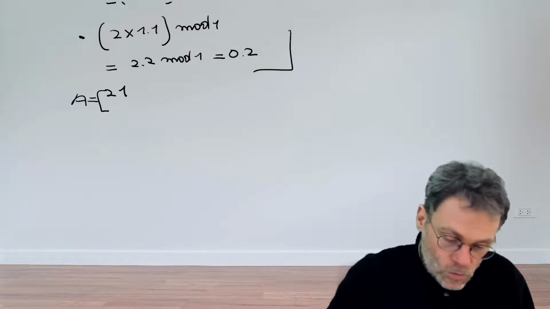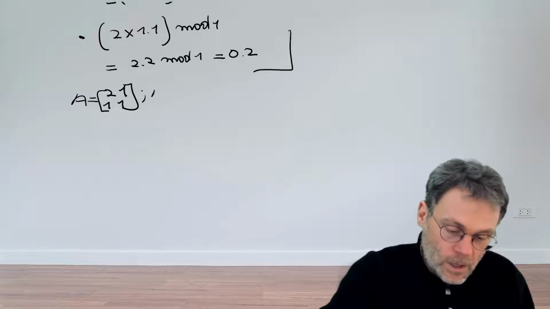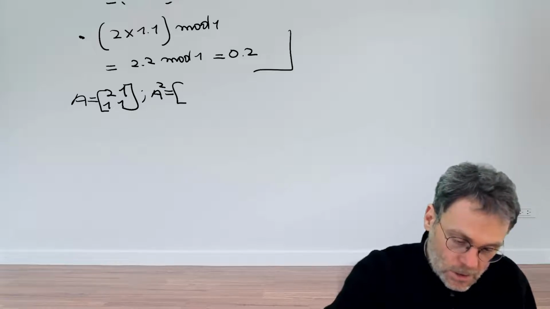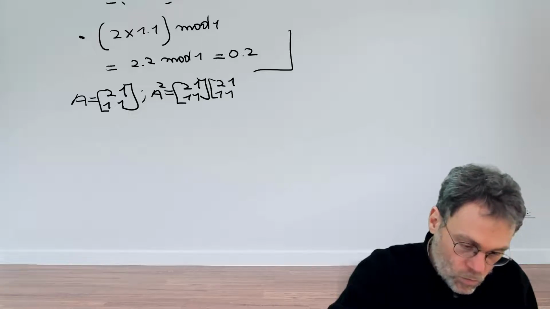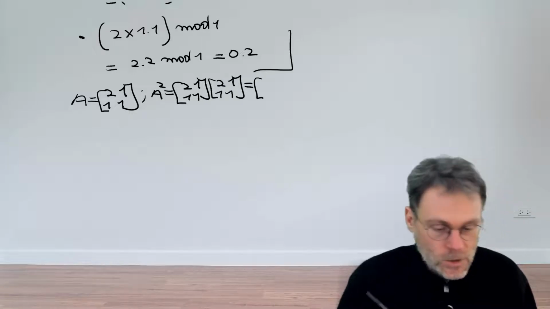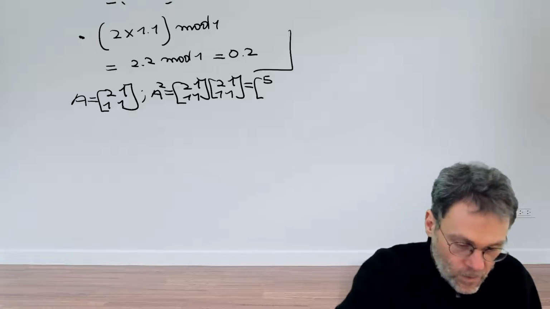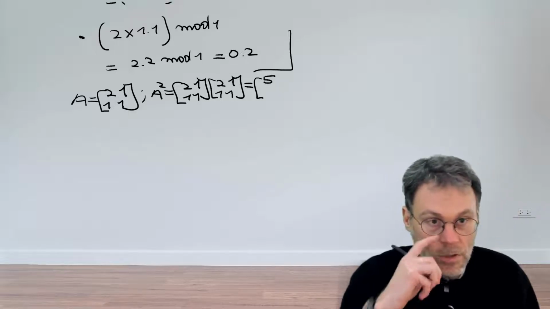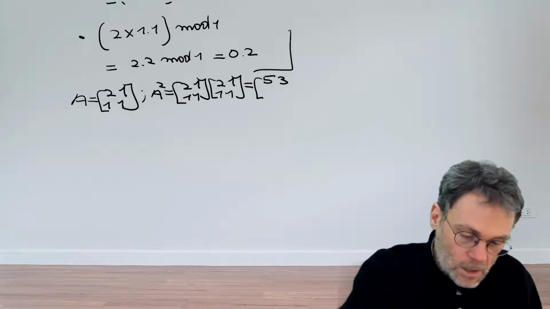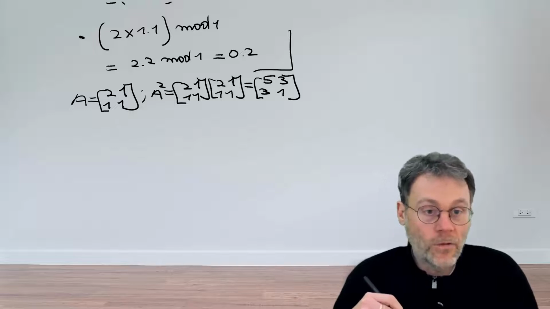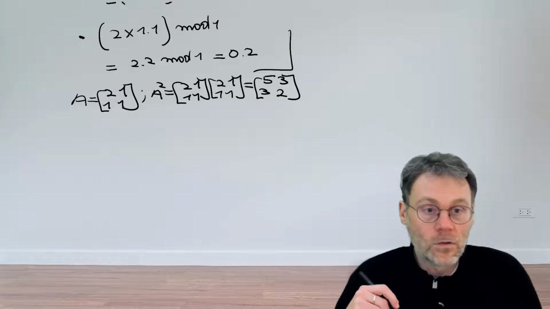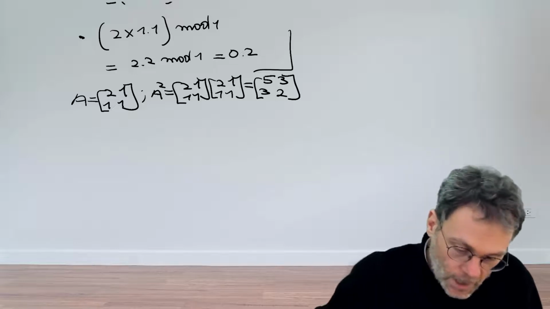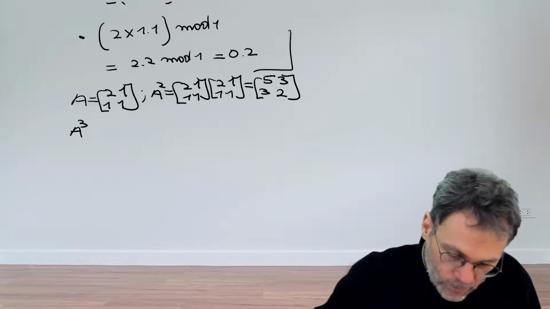So A is [[2, 1], [1, 1]]. That means that A squared is [[2, 1], [1, 1]] times [[2, 1], [1, 1]]. So this gives us 2 times 2 is 4 plus 1 is 5. And then 2 plus 1, so that's 3. And then also here we have 3. And 1 plus 1 is 2. So we have [[5, 3], [3, 2]]. That's A squared. Okay, let's say we're halfway there.